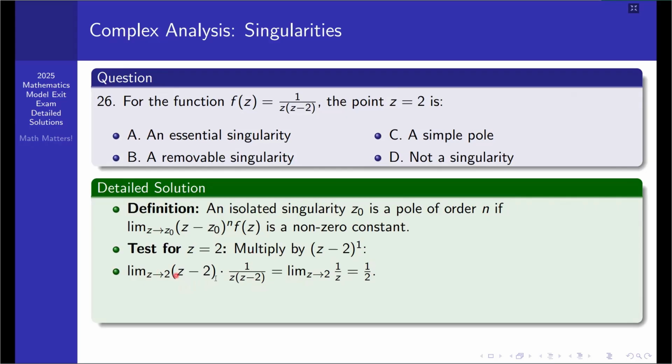Therefore, the limit of this product becomes the limit of 1 over z as z approaches 2, and this is 1 over 2, which is different from 0, simply non-zero.